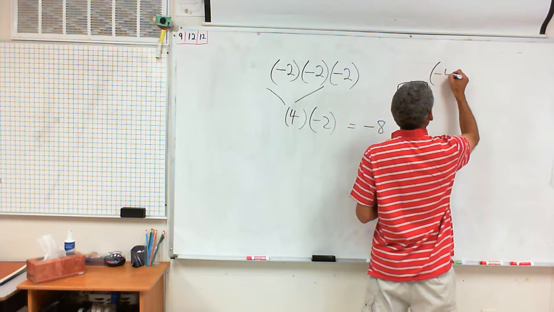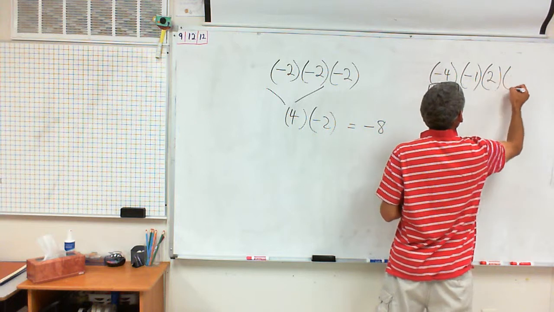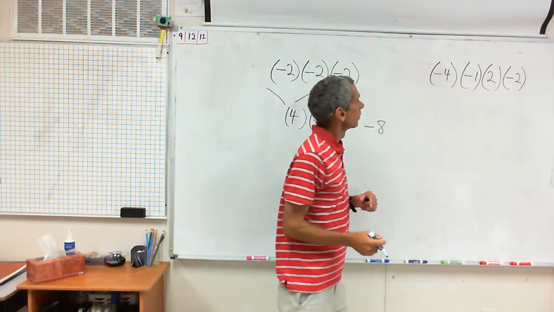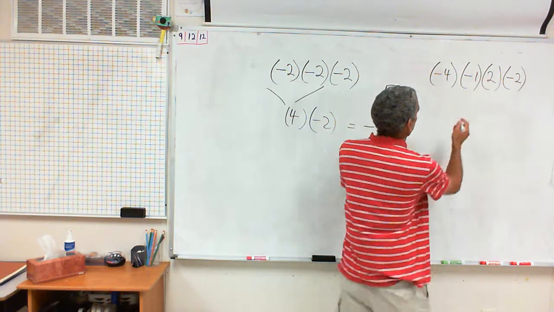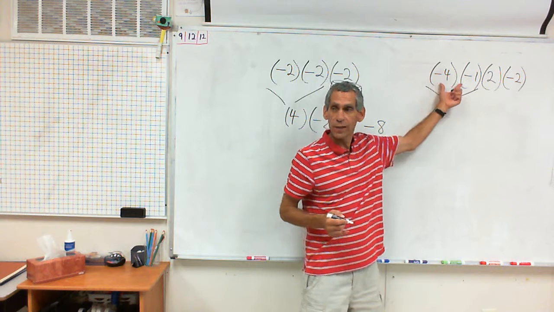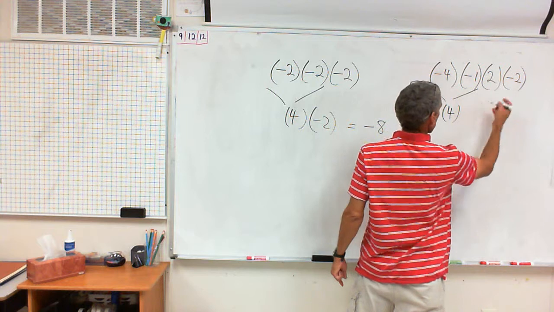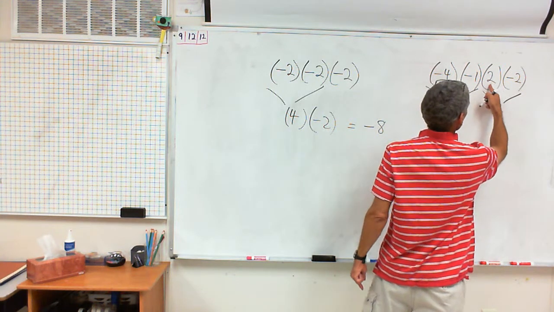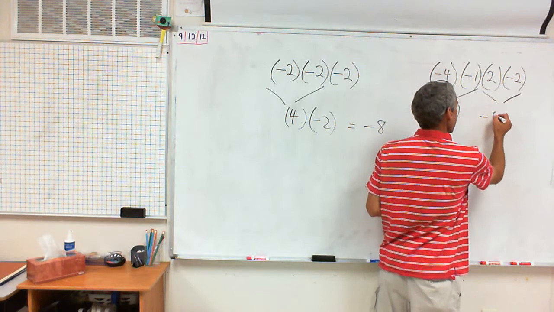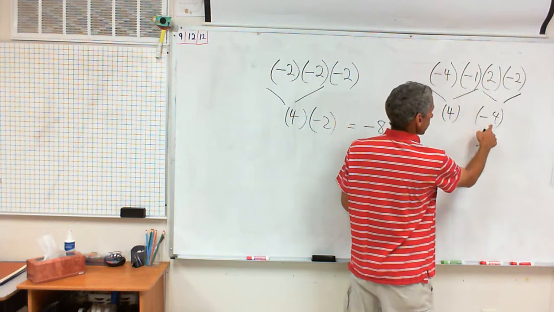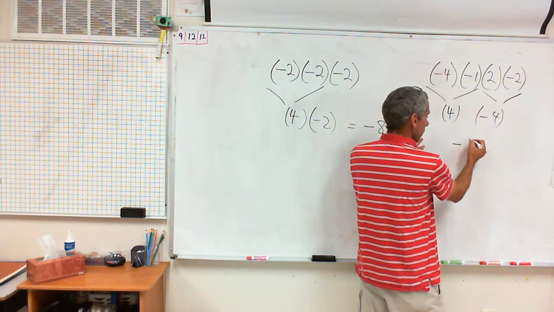Okay, we got -4 times -1 times 2 times -2. All right? So now it looks more complicated, but it's not so bad. I have -4 times -1 is, signs are the same, answer is positive. Positive 4, right? So we have 4 now times this. Let's do this first. What is 2 times -2? Signs are different, so it's going to be -4. So now I'm going to multiply this 4 times this -4. The signs are different, so it's got to be negative. What's 4 times 4? 16.